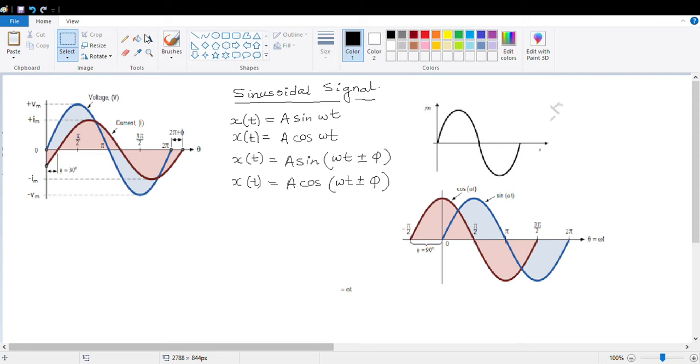Hello everyone. Today we are going to discuss sinusoidal signals. Now, sinusoidal signals can generally appear in these forms: x(t) equal to A sin ωt or x(t) equal to A cos ωt. Or if it is shifted, it may appear with a phase angle or phase shift, in the form A sin(ωt ± φ), or A cos(ωt ± φ).